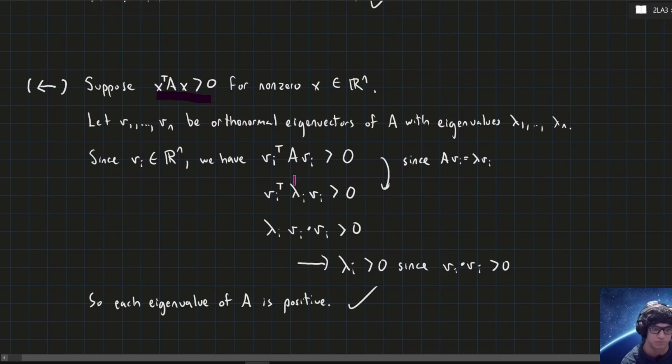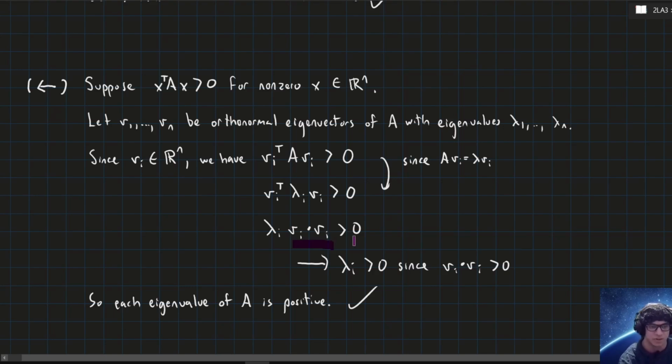Now, since the eigenvectors are in Rn, we can plug an eigenvector into this inequality, and it will be true. So we get that vi transpose times A times vi is greater than 0. Now I have A times vi. By the eigenvector relationship, I can replace this with lambda i times vi. And now I can rearrange this so that the lambda is on the left, since it's a scalar and I can move it around. And then vi transpose times vi is the same as the dot product with itself.